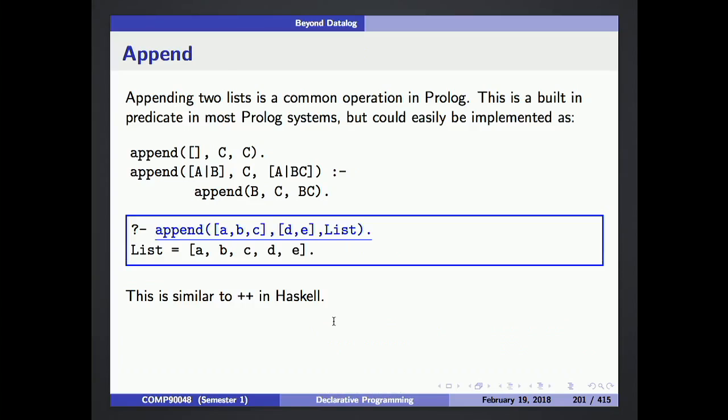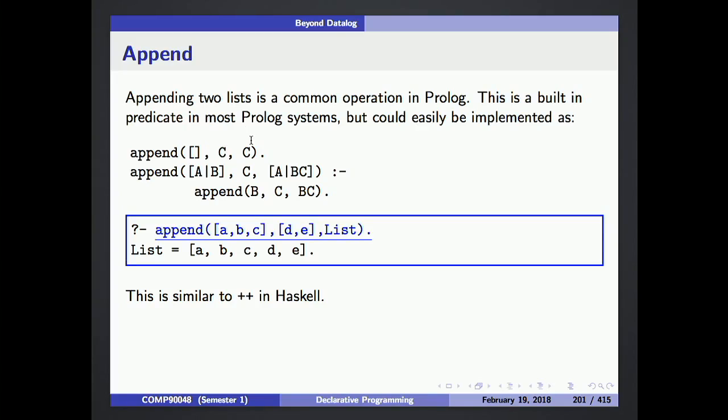All right. So let's look at basically the first Prolog, non-Datalog code that anyone starts with. And here is the append code. Remember, we're basically doing the same as the plus-plus operation in Haskell. So we have to think of two cases. We're appending the first list to the second list to give the third list.